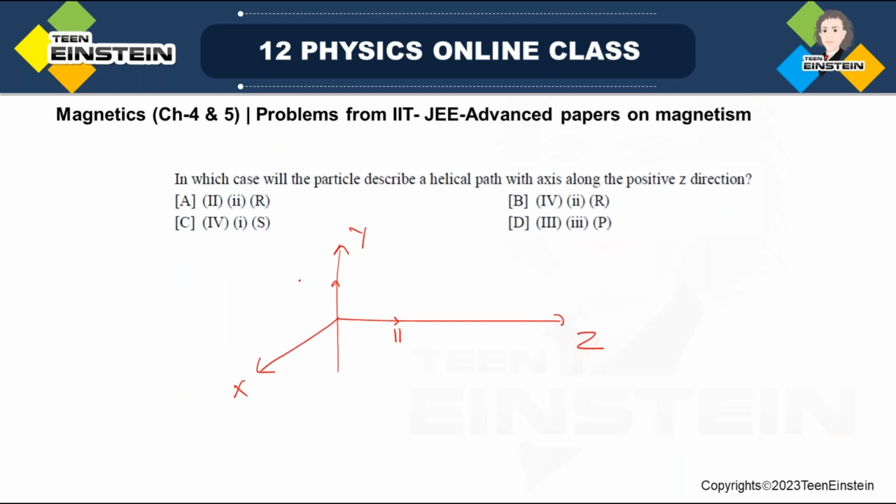So a helical path can be possible if the magnetic force is such that the axis is along the z direction. See, this has to be like this. The helical path will be like this, just like this.